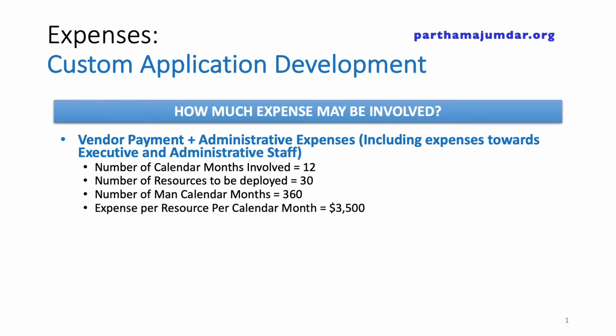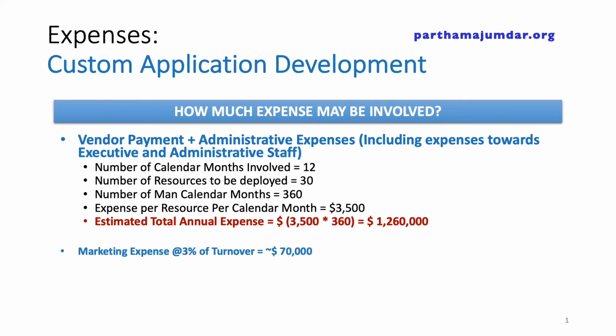This meant that we would calculate the expense per resource per calendar month. This computed to around $3,500 in our case. This included all the cost: salary, recruitment cost, administration cost, etc. So the estimated total expense came out to $3,500 into 360 months, which was equal to around $1.26 million.